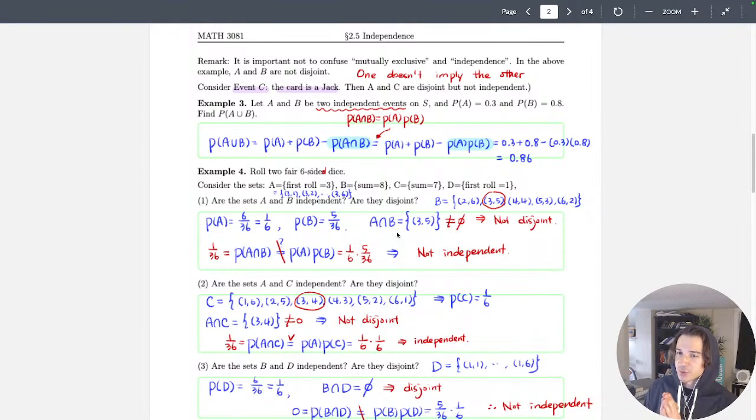And again, as we mentioned before, if you do not subtract out the probability of their intersection, then when you take the union, if you just do the additive operation, you're going to count the intersection twice. So you need to subtract out the intersection.